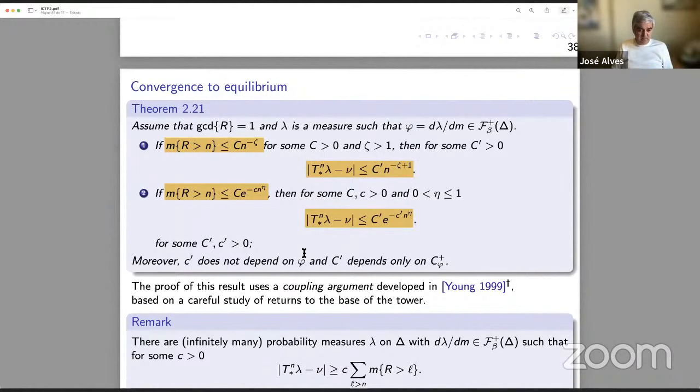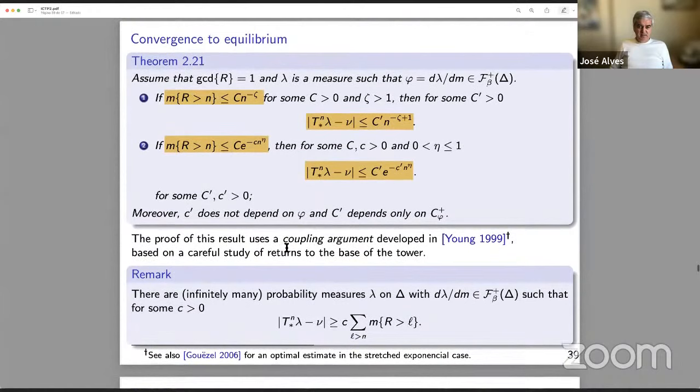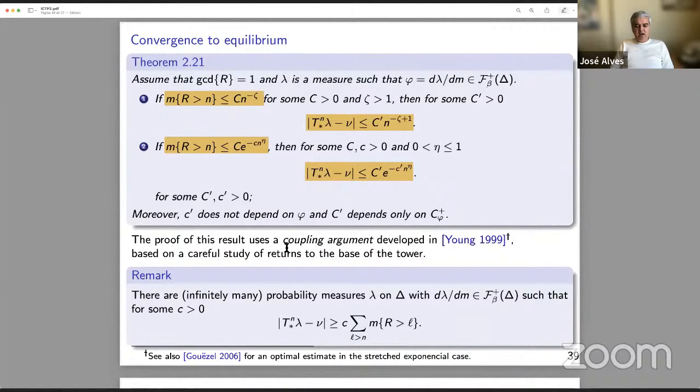So this is the deep Young theorem. She used a coupling argument in this paper to prove this theorem here. And the coupling argument is based on a careful study of returns to the base of the tower. Coupling exists in abstract probability theory, and she realized that she could bring those ideas to this dynamical system context. That was her idea.